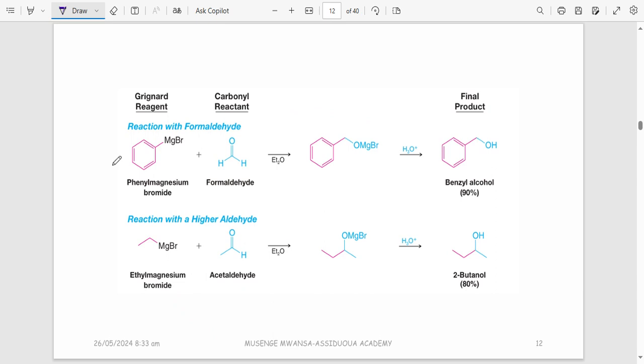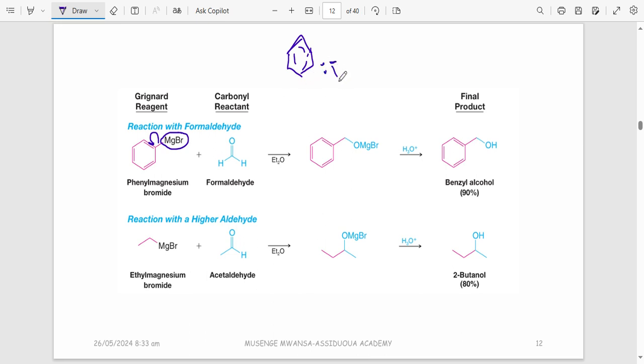So these are some Grignard reagents that you can see. As long as you can see MgBr, Mg, just know that's a Grignard reagent. So basically break this bond. So we are going to have something like this with a negative charge here.